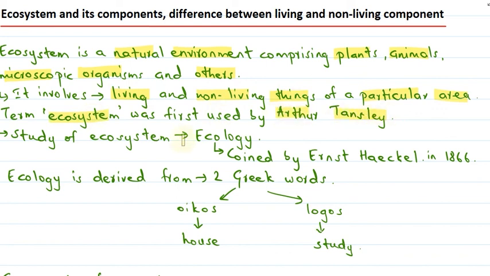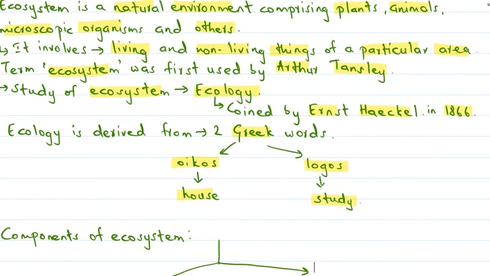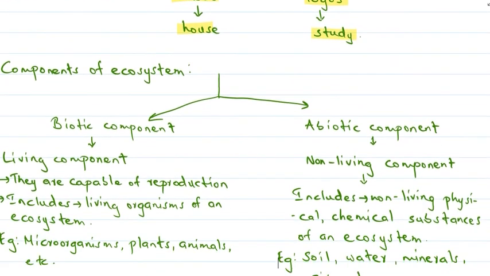Okay, and what is the study of ecosystem called? The study of ecosystem is known as ecology, and this term ecology was first coined by the scientist Ernst Haeckel in 1866. Now this word ecology is derived from two Greek words. One is oikos, which means house, and the other is logos, which means study. Then we studied the components of ecosystem.